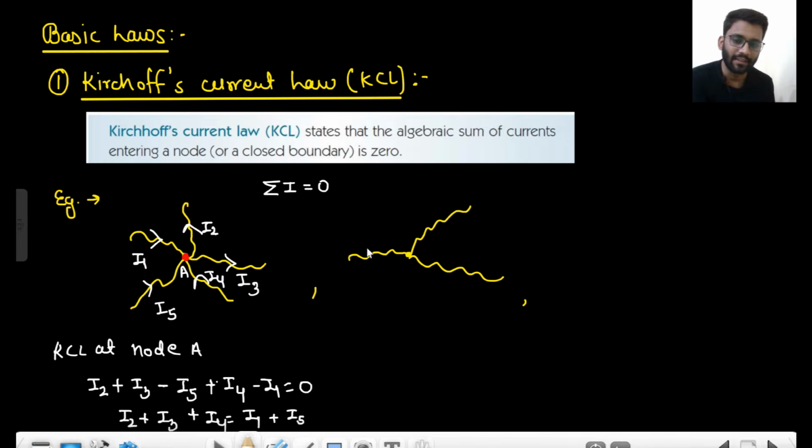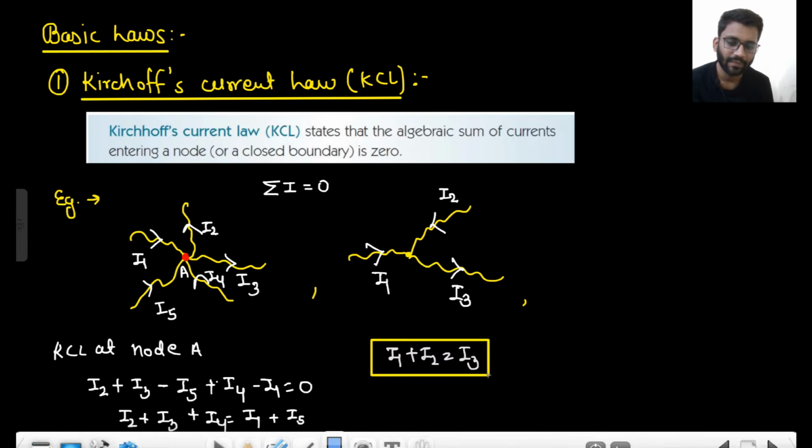Let's assume this I1 is incoming, I2 is incoming from here, and I3 is getting out. So how will you write? I1 plus I2 equals to I3. Did you get my point?